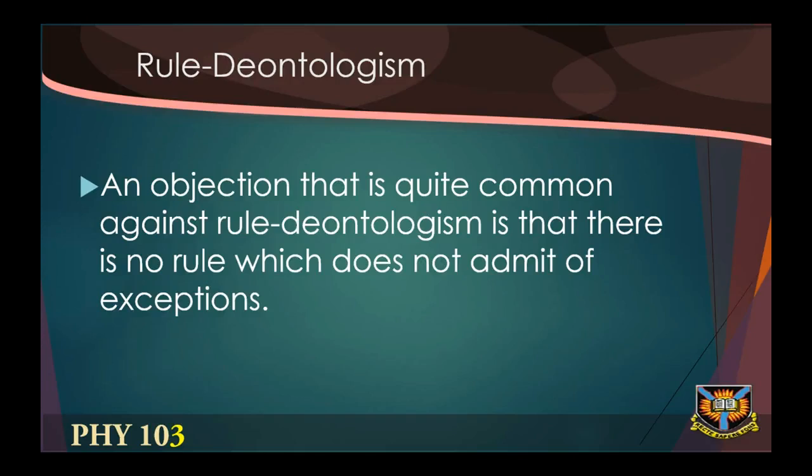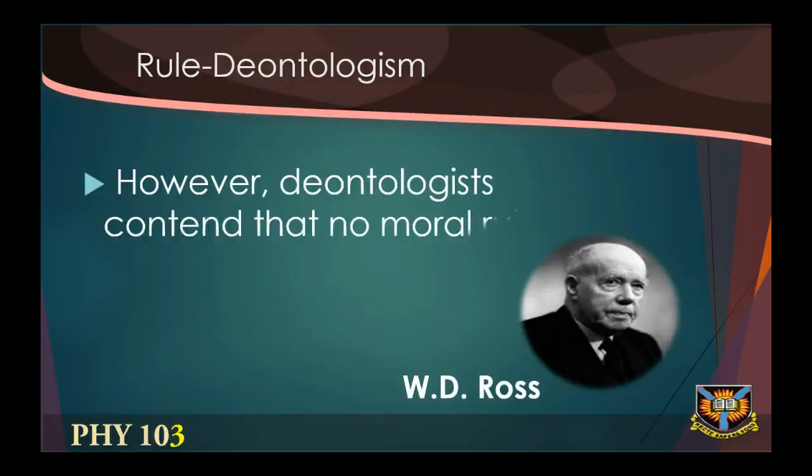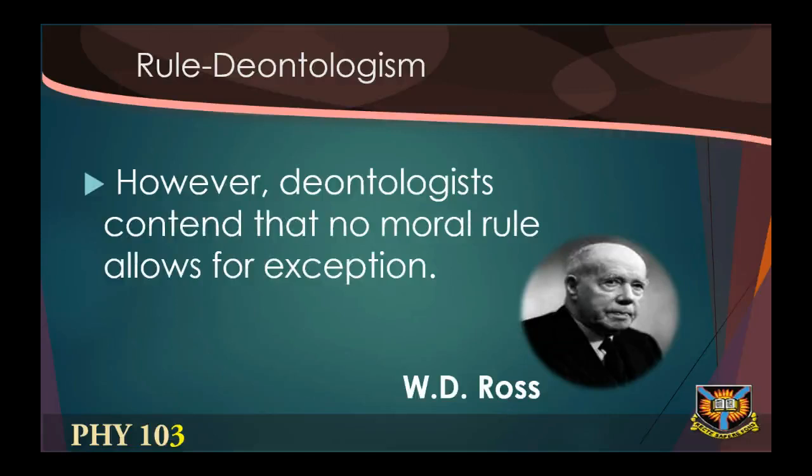The lie might be justified on the grounds that the deranged friend in question is likely to commit murder with the rifle. However, deontologists such as W.D. Ross contend that no moral rule allows for exception. Moral rules appear to have exceptions only when two moral rules conflict, and one seems to be more important than the other, and the less important one has to give way to the more important one.